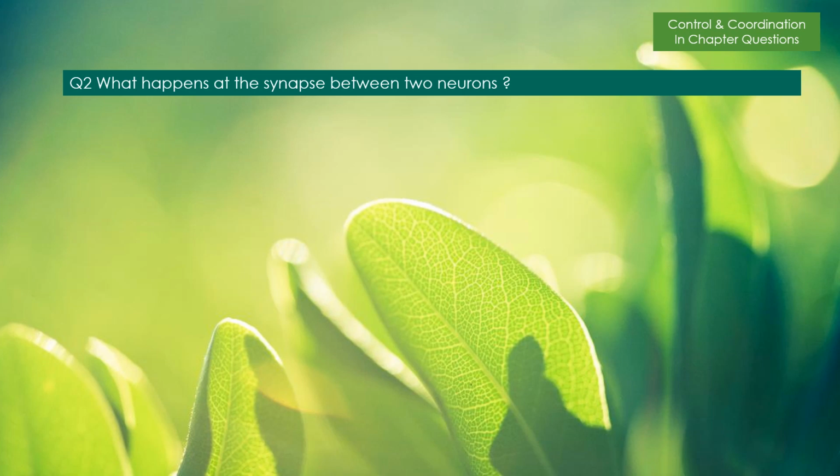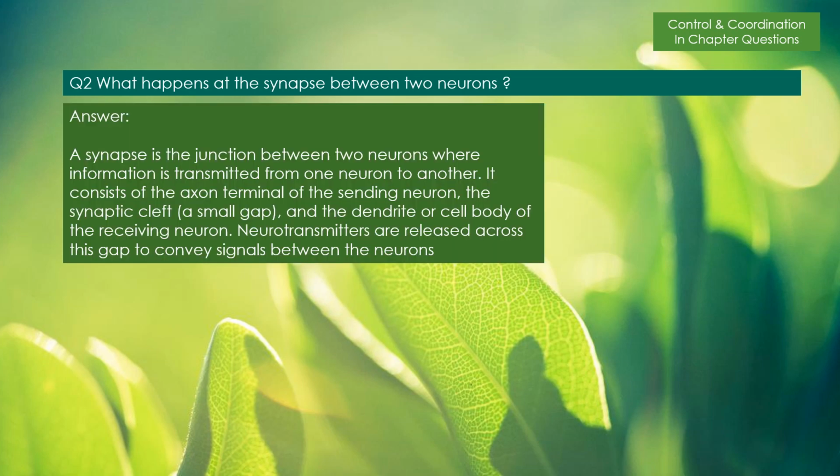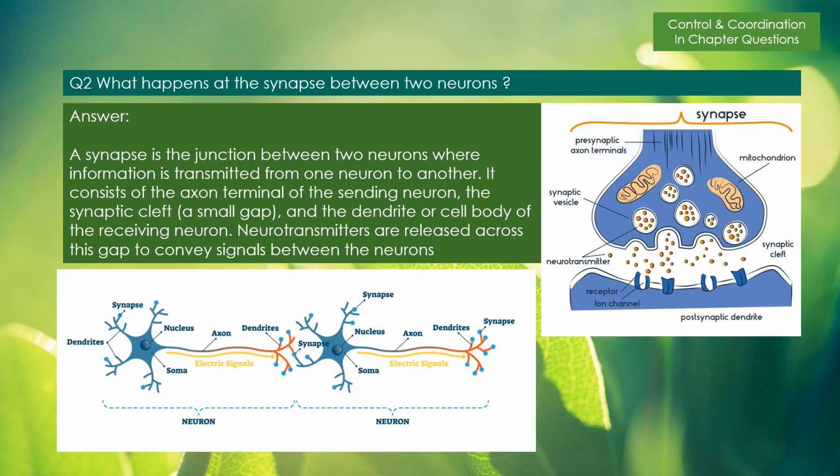What happens at the synapse between two neurons? Now, what is a synapse? Synapse is basically the junction portion between two neurons. So there is a sending neuron which is sending the information, and there's a receiving neuron which is receiving the information. So the electric signals come from the sending neuron, and then there is a small gap or a cleft, and the dendrite or the cell body of the receiving neuron receives the signal.